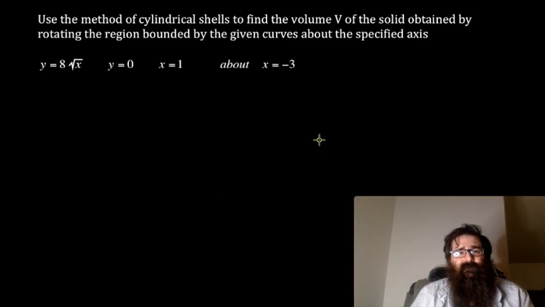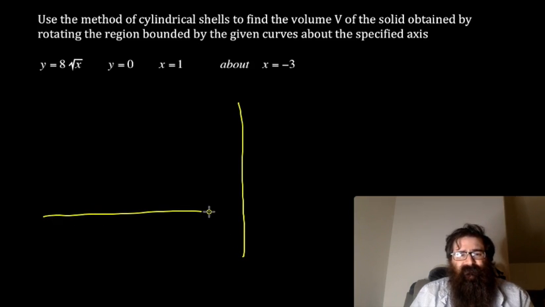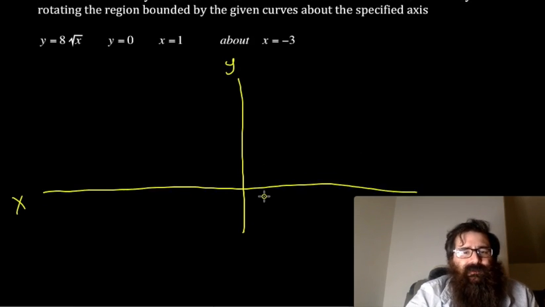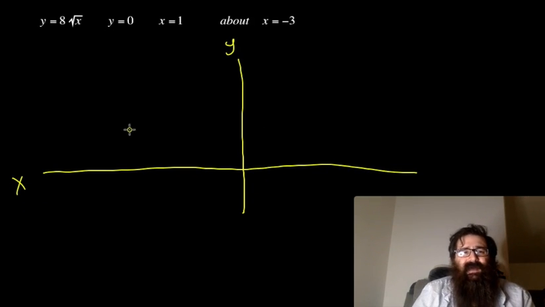And let's see if we can get a picture here. Okay, doesn't seem so bad. So it's my x, my y-axis. What do we have? We have y equals 0. Now y equals 0 is going to be the x-axis. We have x equals 1. Let me say x equals 1 is out here, give myself enough room to breathe. x equals 1 is going to be this vertical line.